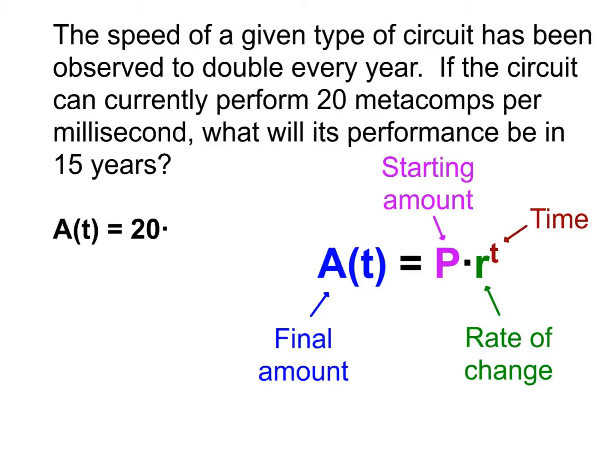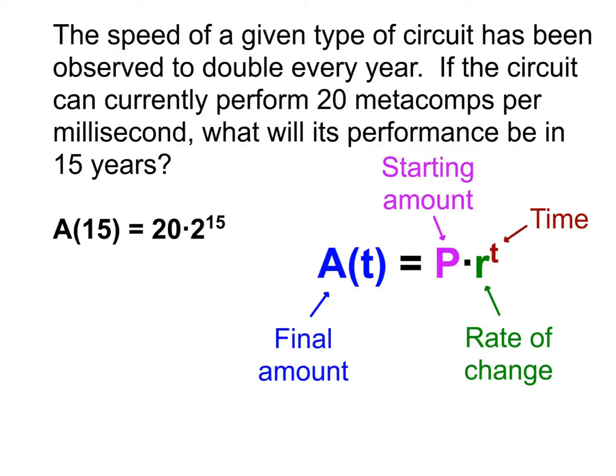So the next thing that I put in there is the r, which is rate of change. So what am I multiplying it by every year in this case? 2, absolutely. So I know it's going to end up being 2 to the t. Now in this particular problem though, I actually know what t is. What is t? 15, yeah, because we're looking to see what it is after 15 years.